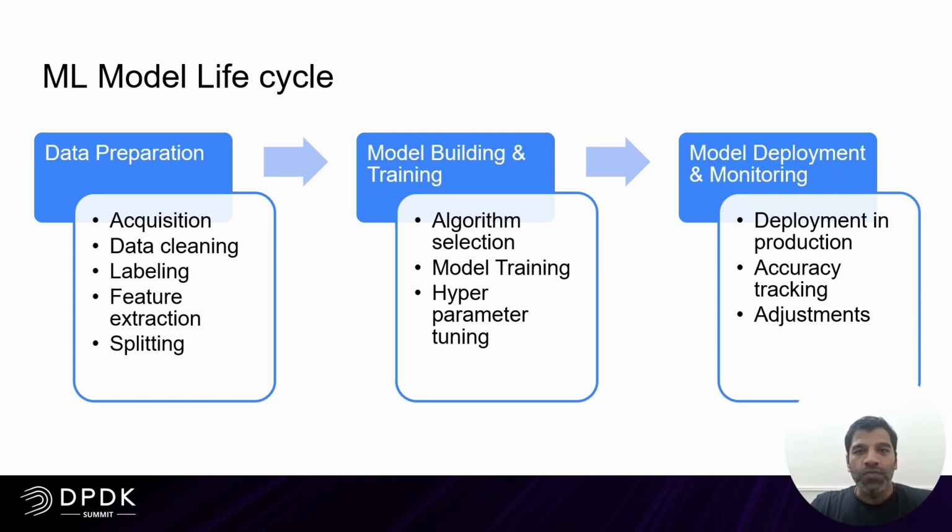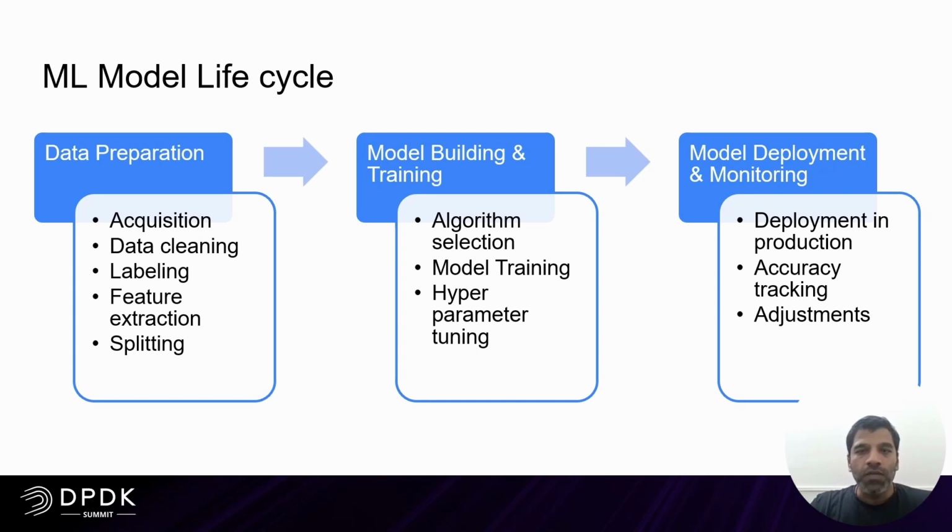The second stage is model building, which usually involves choosing the appropriate algorithm, followed by training the model using the training data set and validating the generated model using the test data set. It also includes tuning the hyperparameters for the model, which would enable the model for optimal performance.